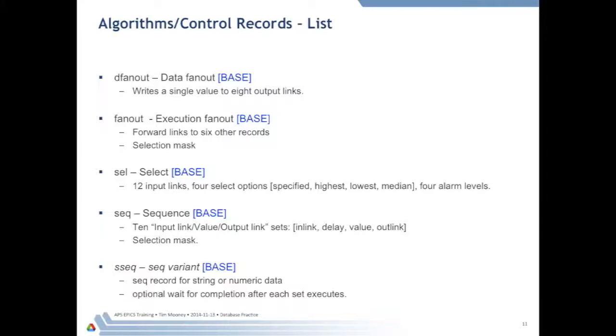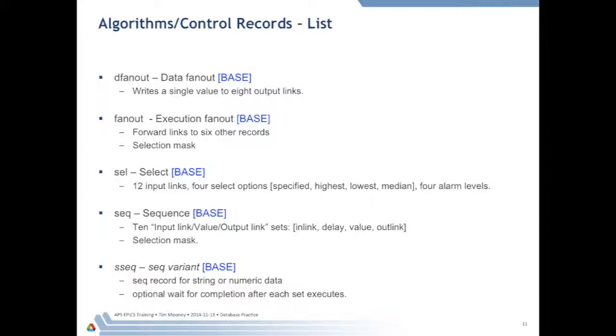And the sequence record has sort of the same kind of selection methodology as the select record, but its purpose is to write things. So it can write up to 10 output value links, and there's a mask. You can say write everything, then they'll be written in order, or you can say only write this particular one, or you can say only write these particular ones. And each one of those causes execution. So the sequence record will go step by step through this execution.